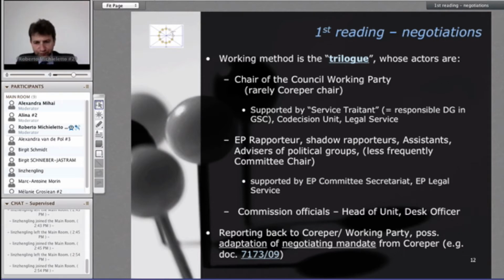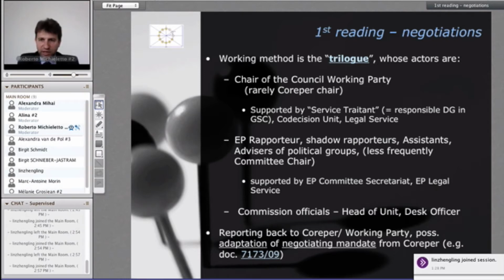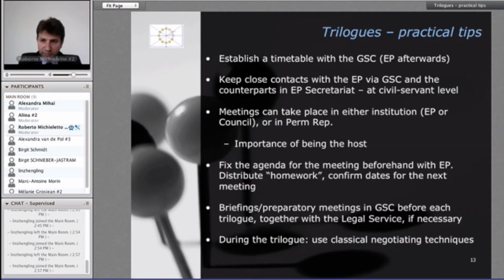So once you have a trilogue, first of all the Council presidency has to go back to the Coreper to report the outcomes of the former trilogue and to seek a new mandate if it is needed by the negotiations. They need to change some articles, as I said, or they need to change direction a little bit. For the European Parliament, this is done through the meetings between the rapporteur and the shadow rapporteurs.